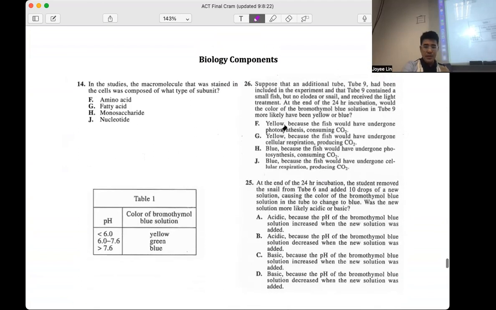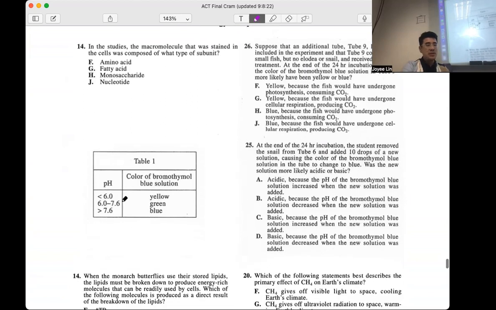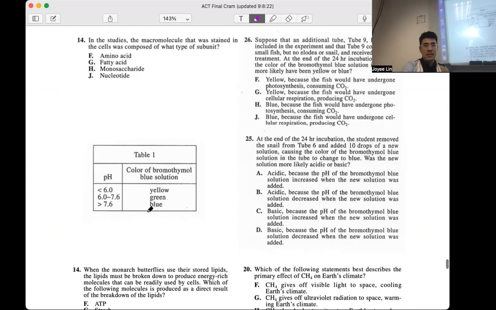Just a few things you need to know, right? Simple things: photosynthesis, plants; cellular respiration, animals, things that breathe oxygen, right? What about pH? What's the pH neutral? 7, right? So if something's yellow, it is acidic, right? And if something's blue, what's the word for blue here? If it's above 7.6, basic or alkaline.